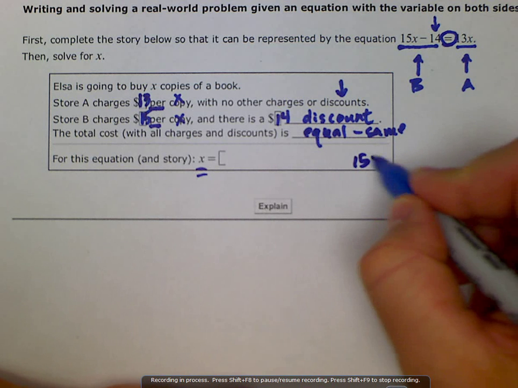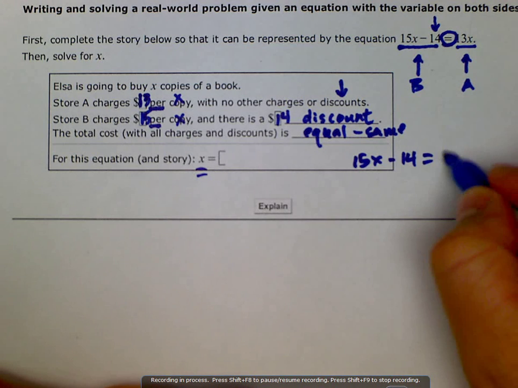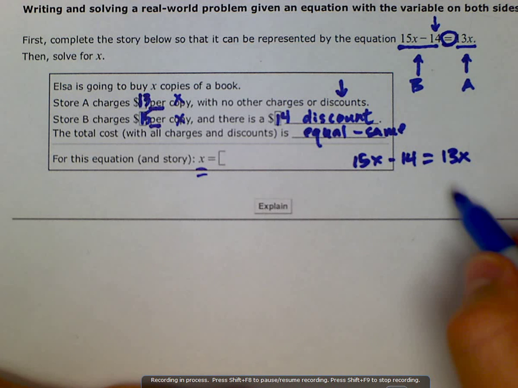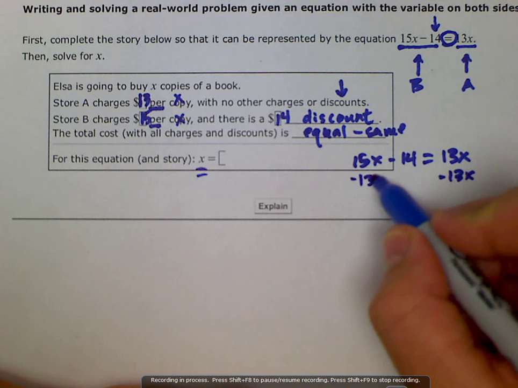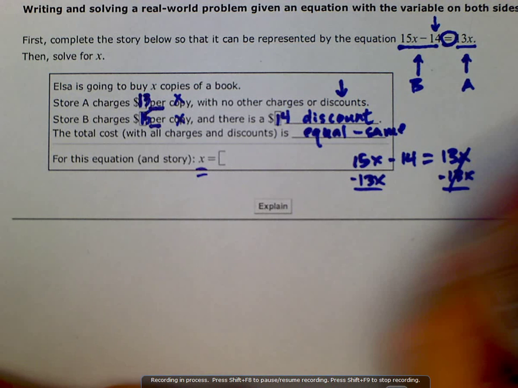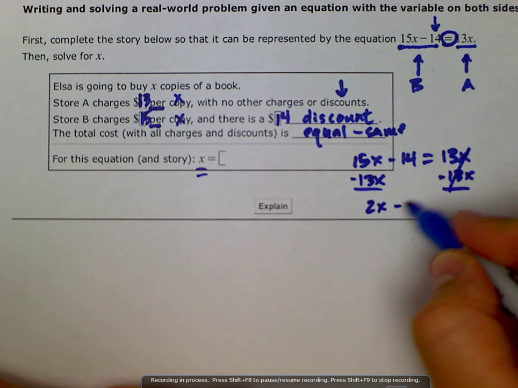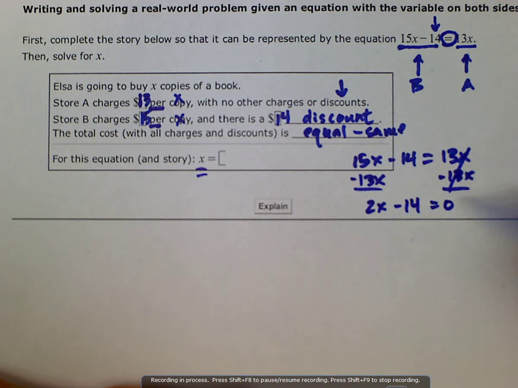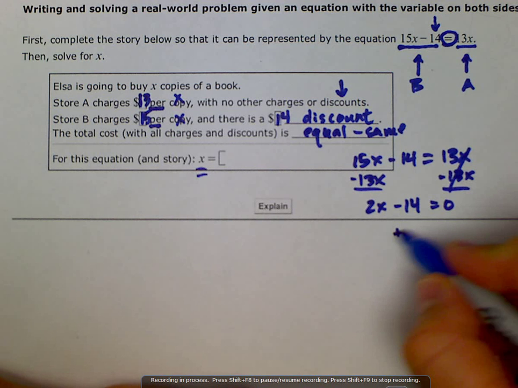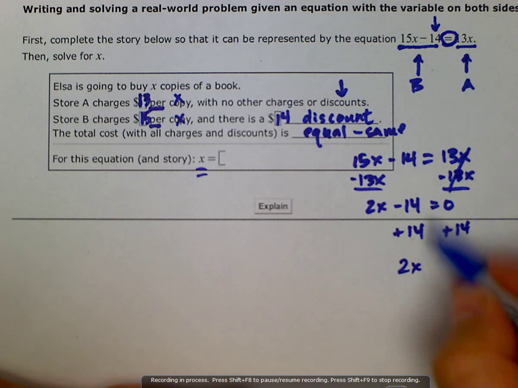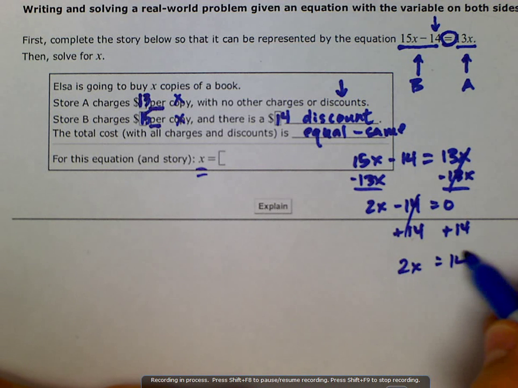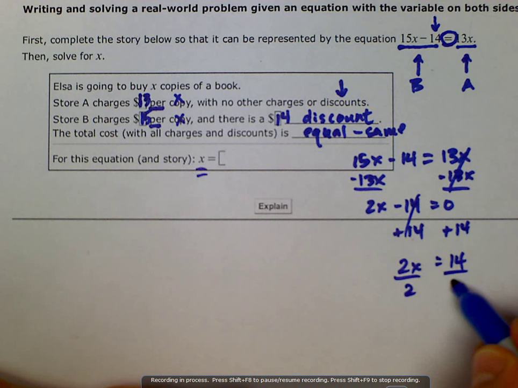15x minus 14 equals 13x. We have variables on both sides. We want to get them on the same side. Use inverse operations. Let's subtract 13x from both sides. And this gives us 2x minus 14 equals 0. Inverse operation of subtraction is addition. Let's add 14 to both sides. Now we have 2x is equal to 14, and finally divide by the coefficient, and x equals 7.